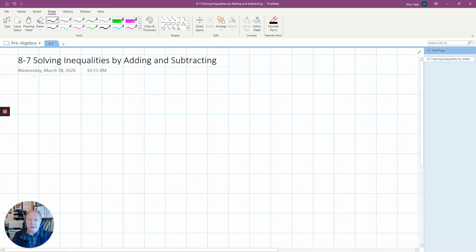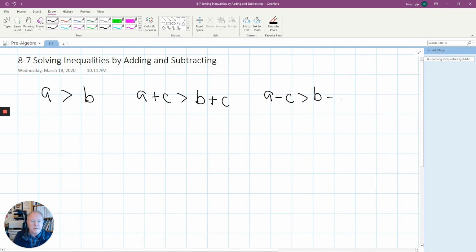When you add and subtract numbers across an inequality sign, in this section, the inequality sign doesn't change. It stays the same, all right? So then, generically, if you have A greater than B, then if you take some other number and add it to both sides, A plus C greater than B plus C, that's a true statement. And you can also subtract it as well. A minus C will then be greater than B minus C.